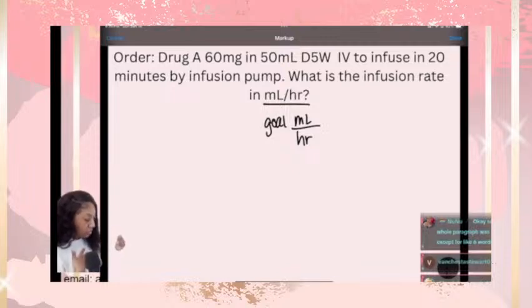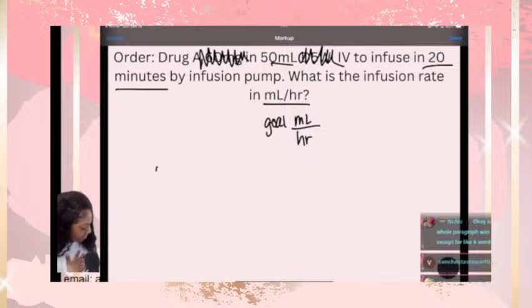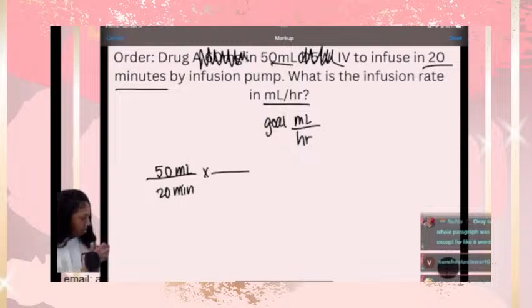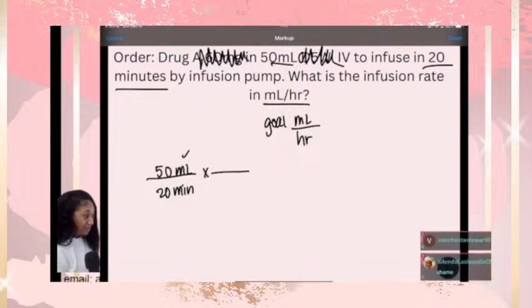in hours, so volume and time, what we don't need is this. Milligrams have no business, and this D5W doesn't matter either. We need this and we need that. Okay? And so that's 50 mLs over 20 minutes. Right? Okay. So is this our goal? We got milliliters at the top. Yeah. But do we have hours at the bottom?